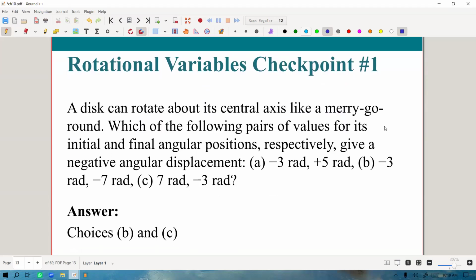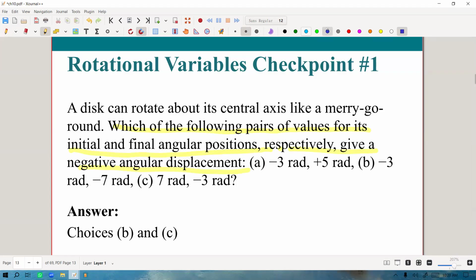A body can rotate about a central axis, like a merry-go-round, with the following pairs of values for its initial and final angular positions, respectively: minus 3 radians to 5 radians, minus 3 to minus 7, and 7 to minus 3 radians. Our purpose is to know which of the following pairs of values give a negative angular displacement.